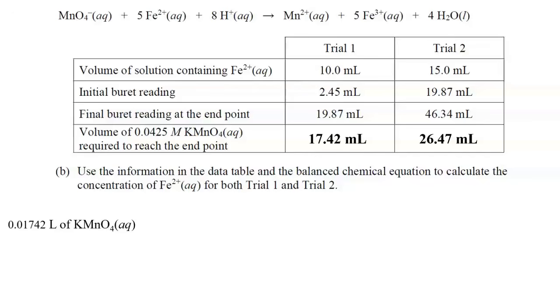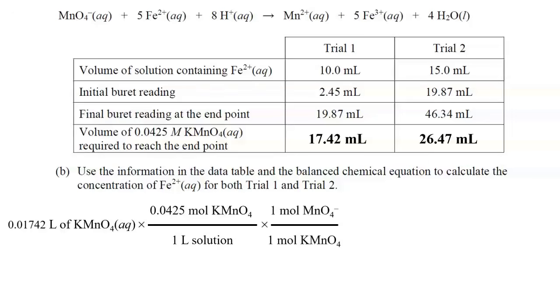Now I'm going to convert from liters to moles using molarity as a conversion factor. So it says in the table that the concentration of permanganate is 0.0425. That's 0.0425 moles of potassium permanganate for every 1 liter of solution. In the balanced chemical equation on the left, we see not potassium permanganate, but just MnO4-, the permanganate ion. So I'm going to show you that there is 1 mole of the permanganate ion for every 1 mole of potassium permanganate.